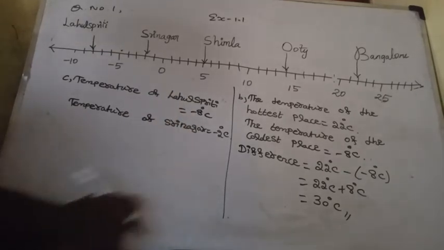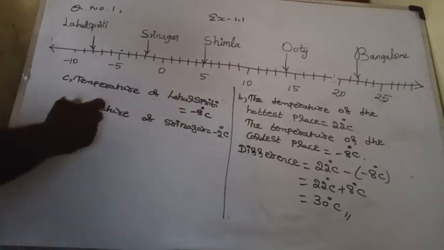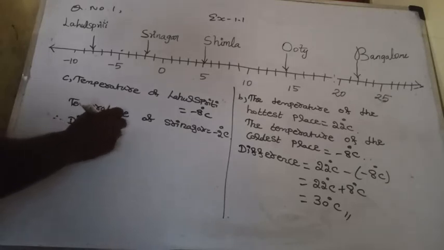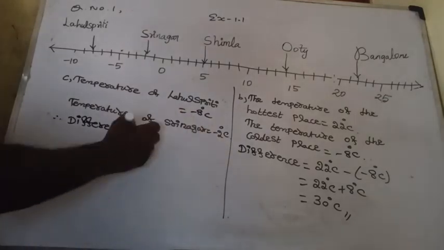Already you learned in class 6. Which one is the greatest? The smallest negative integer is the greatest one, and the greatest negative integer is the smallest one. So therefore the difference is, the smallest negative integer is the greatest one, that is minus 2 degrees Celsius.